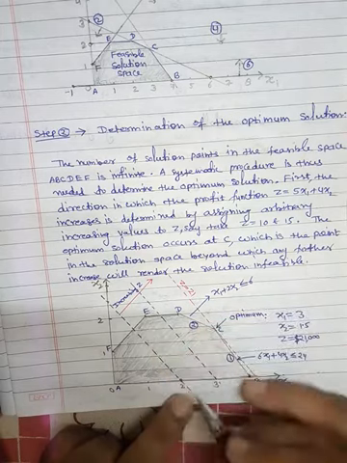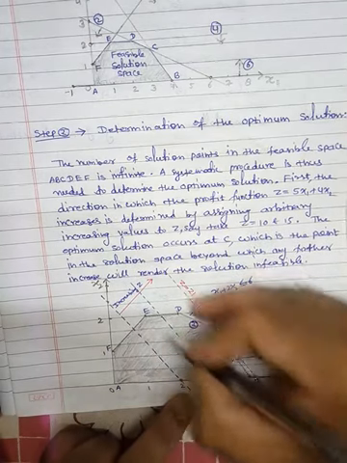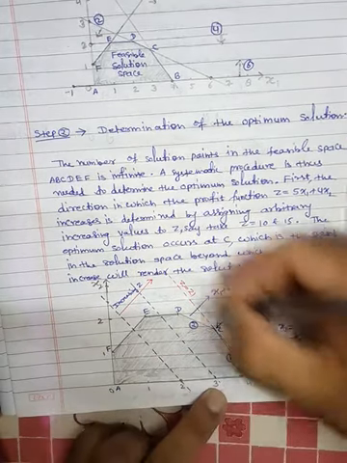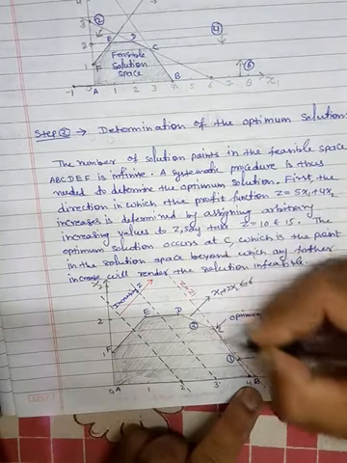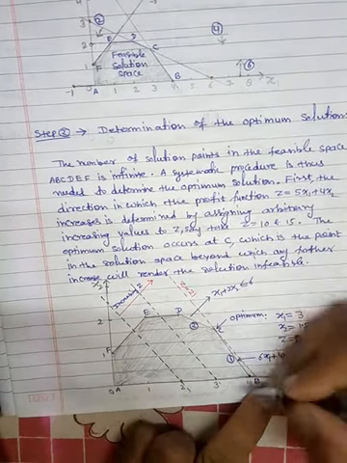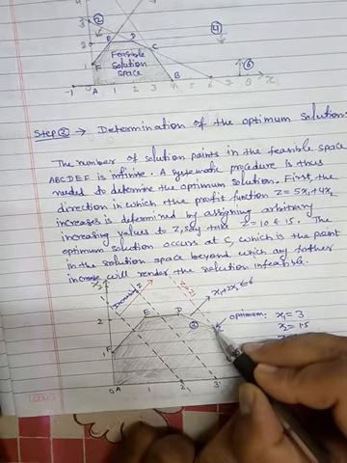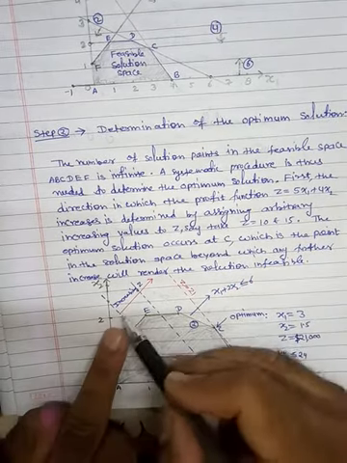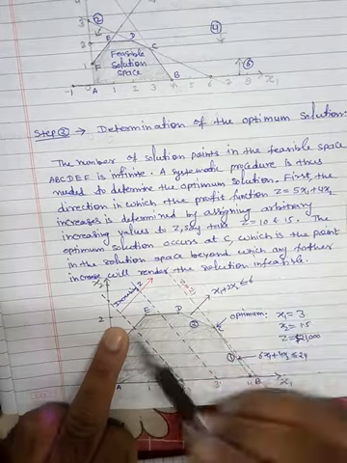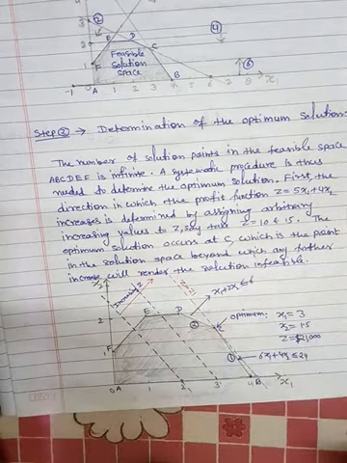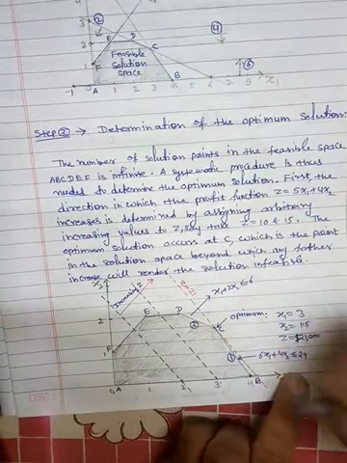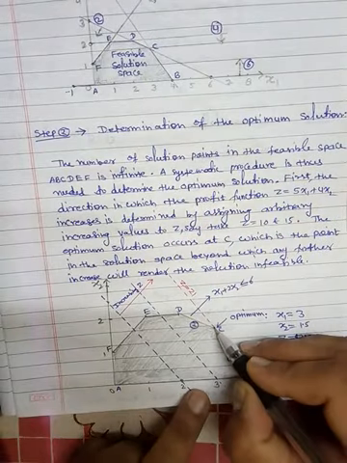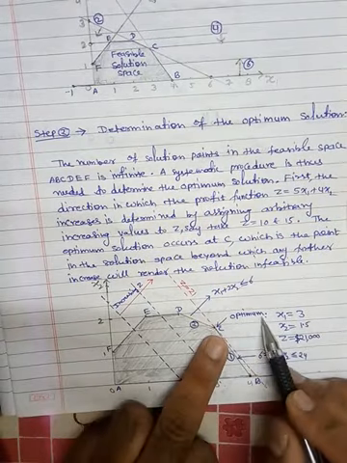For example, say z is equal to 10, z is equal to 15, z is equal to 20, and finally you will see that when you draw the line z is equal to 21 here, then this line intersects the corner point C. So this is the increasing direction of z. In this direction z is increasing, and all the lines are parallel lines. So this intersects the point C, and C will be the optimum solution.